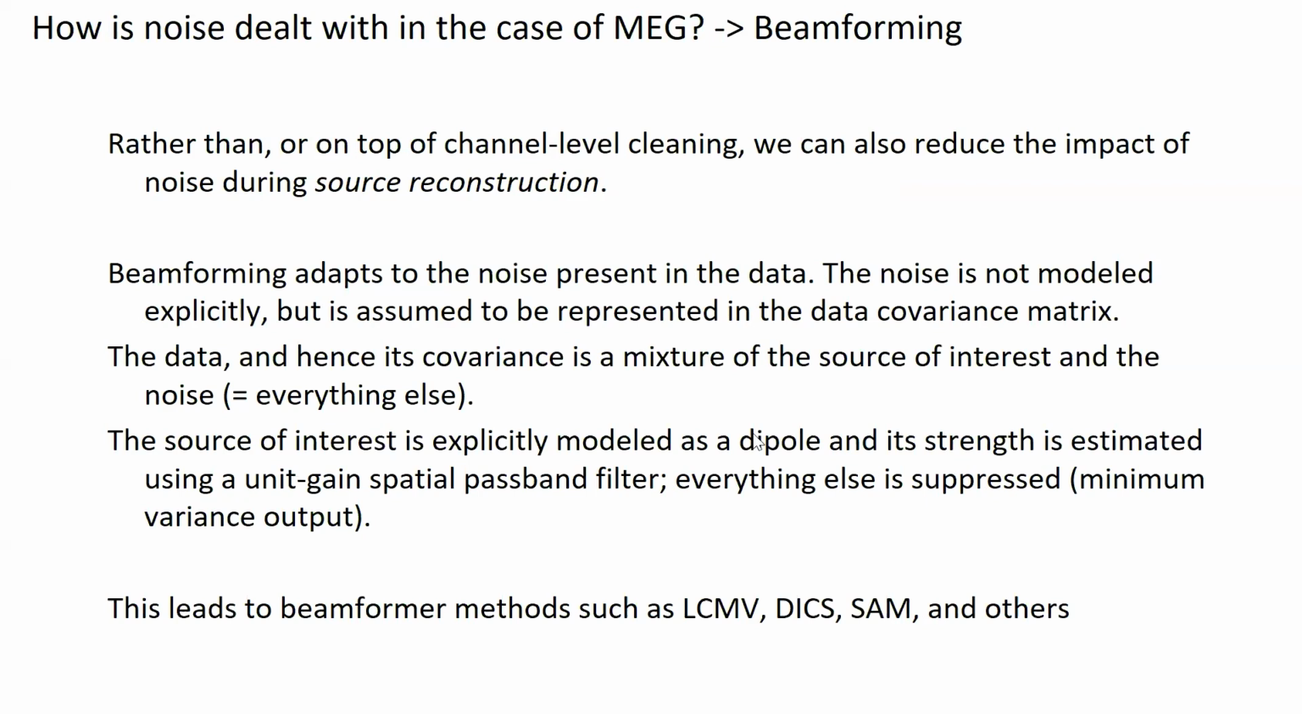The noise is not modeled explicitly, but it's assumed to be represented in the data covariance matrix. And this data covariance matrix is a mixture of the source of interest and the noise, which is basically everything else. The source of interest is explicitly modeled as a dipole, and its strength is estimated using a unit gain spatial passband filter, and everything else is being suppressed to the maximum extent possible using a minimum variance output. And this leads to beamforming implementations such as LCMV, DICS, SAM, and others.